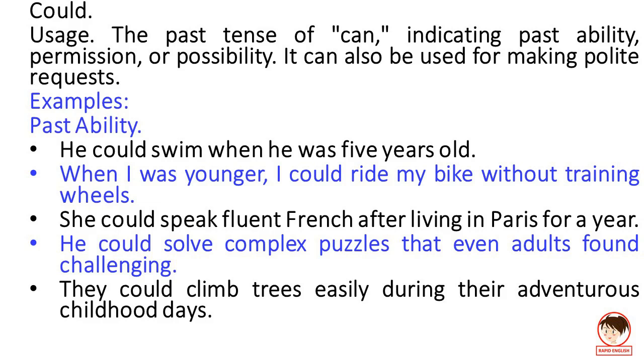Examples. Past ability. He could swim when he was 5 years old. When I was younger, I could ride my bike without training wheels. She could speak fluent French after living in Paris for a year.